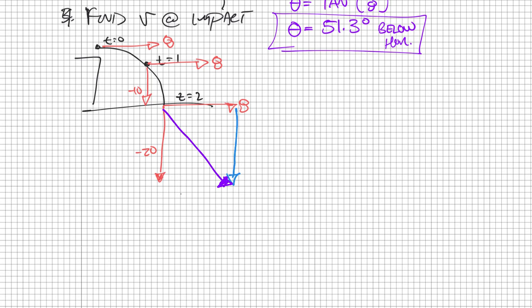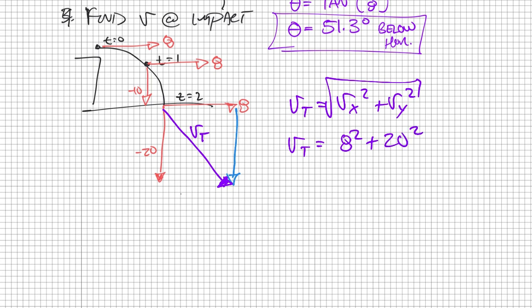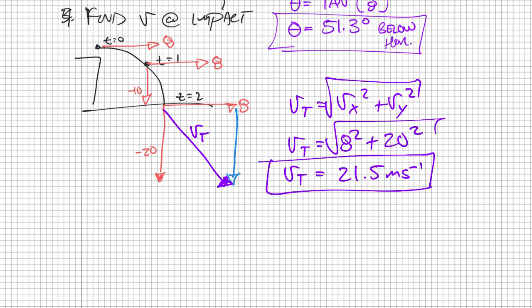I like the purple better, a little bit easier to see. Velocity total. So we get Vt equals the square root of Vx squared plus Vy squared. Vt equals the square root of 8 squared plus, now this is 20 squared. Velocity total, once you do all that, it's going to be 21.5 meters per second. Perfect. And again, we need an angle. We need theta here, right? A vector velocity needs an angle as well.